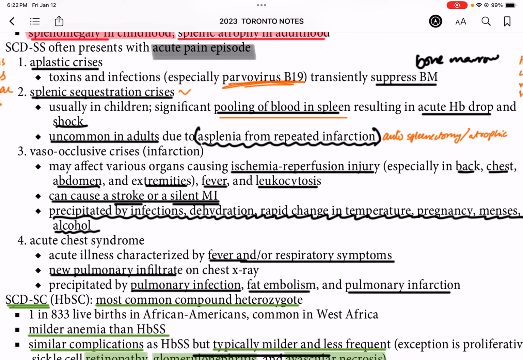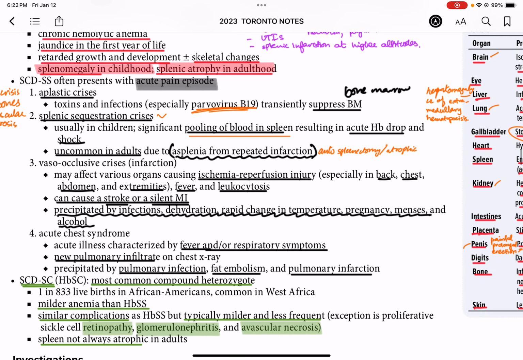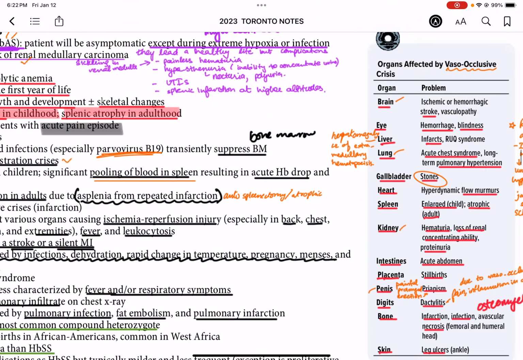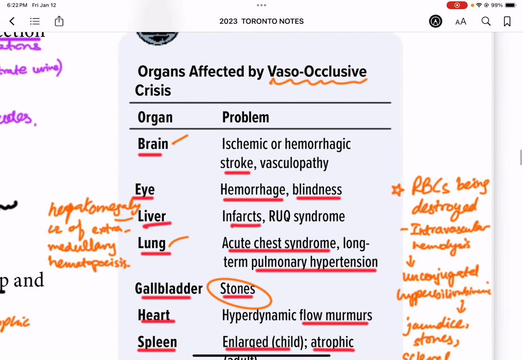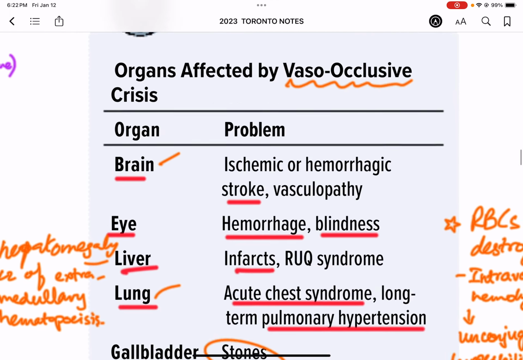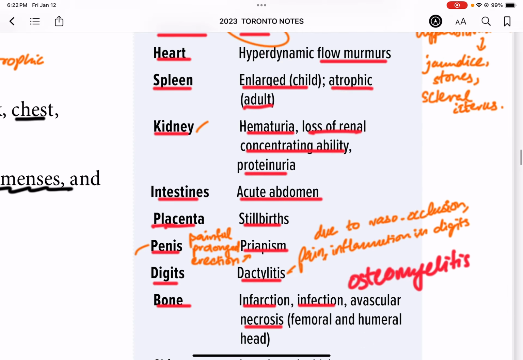And how is this precipitated? Just like we talked about the sickling factor. How is sickling precipitated? The same reasons as the vaso-occlusive crisis, infarction: infections, dehydration, rapid change in temperature, pregnancy, menses, and intake of alcohol. This can lead to vaso-occlusive crisis. And these vaso-occlusive crises, the organs affected, all of the major organs, I would say.